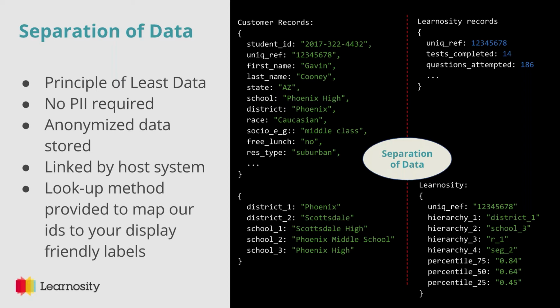But you need that information in the reports. So that's linked by the host system. The host system is you, the client. We provide a lookup method that maps those IDs to your display-friendly labels. So you might have unique reference 1, 2, 3, 4, 5, 6, 7, 8, and then you'll have a mapping table which maps that to the student's name.